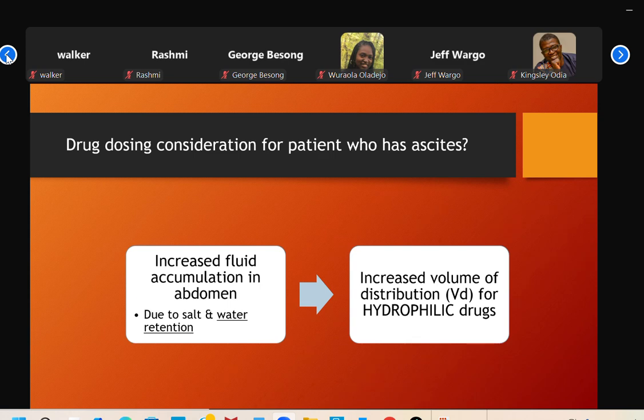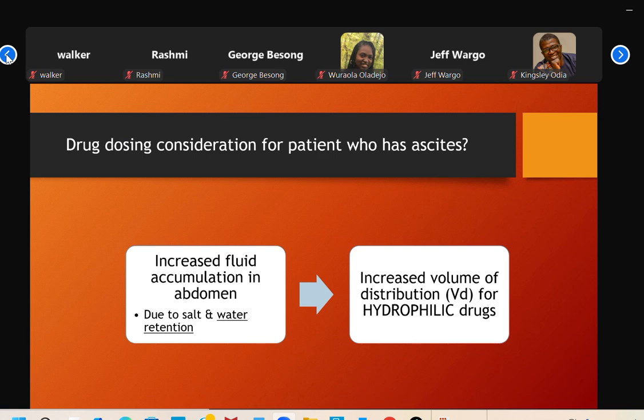All right, can somebody repeat that again? I'm sorry. Okay, yeah. So when we have ascites, we have increased fluid in our abdomen, right? We have all this fluid accumulating in our abdomen area. And this fluid is water because it's salt and water. So in your abdomen, you have extra water.